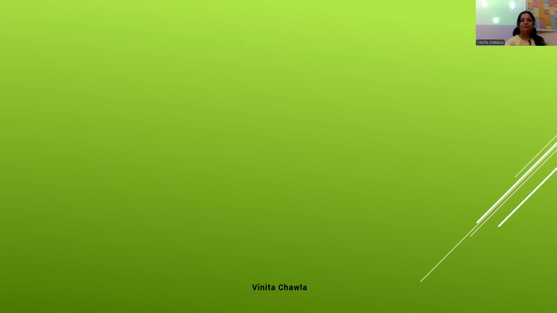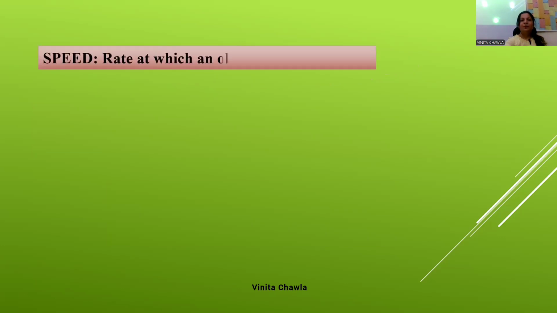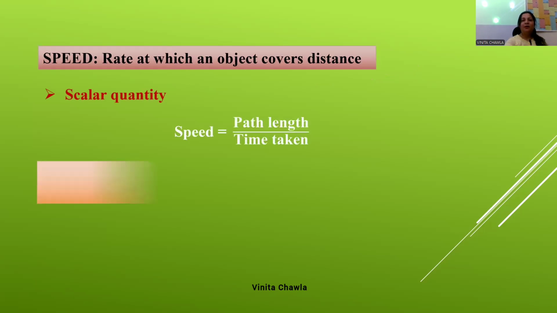Okay. What is speed? Rate at which an object covers distance, or distance upon time. It is a scalar quantity. Speed is path length upon time taken.